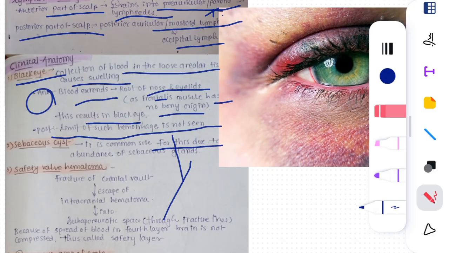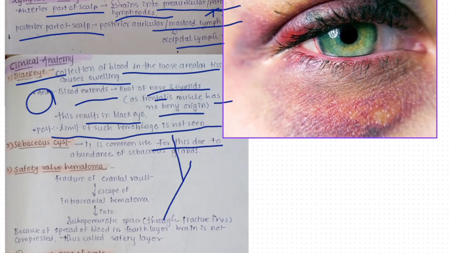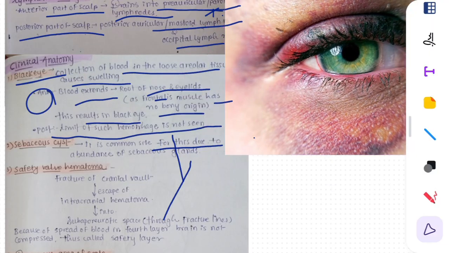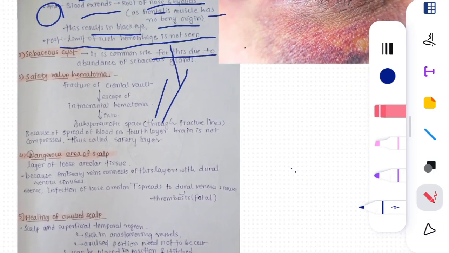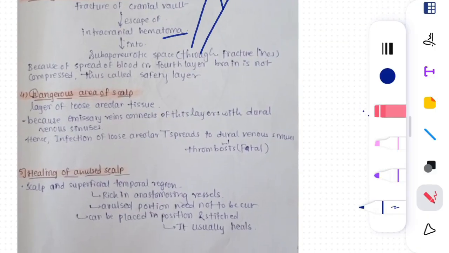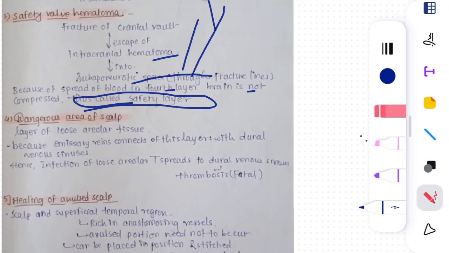And the third one is safety valve hematoma: fracture of the cranial vault and escape of the intracranial hematoma into the subaponeurotic space. This is the space where the spread of the blood in the fourth layer means the brain is not compressed, thus it is called the safety layer. The subaponeurotic space is also called the safety layer.